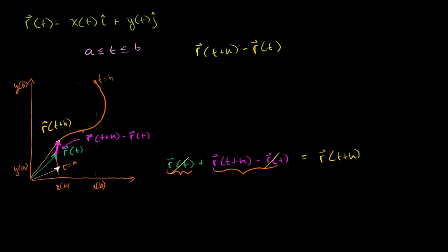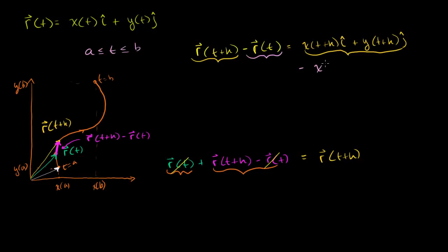So this is going to be equal to, what's r of t plus h? That's the same thing as x of t plus h times the unit vector i plus y of t plus h times the unit vector j. That piece right there is that piece minus, so minus, I'll do it in the second line. I could have done it out here, but I'm running out of space.